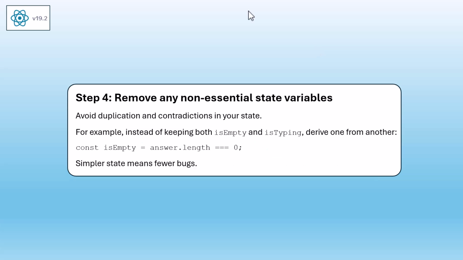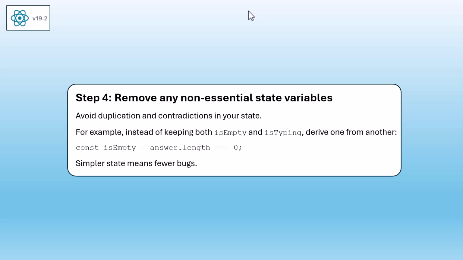Step 4. Remove any non-essential state variables. After your first pass, look for redundancy. Ask yourself a few questions. Does this state create a contradiction? For example, can typing and submitting both be true? If yes, that's a sign you need to simplify. Is this piece of information already represented somewhere else? Can I infer this from another variable instead of storing it separately? By combining and cleaning up state, you avoid bugs that come from impossible or inconsistent situations.